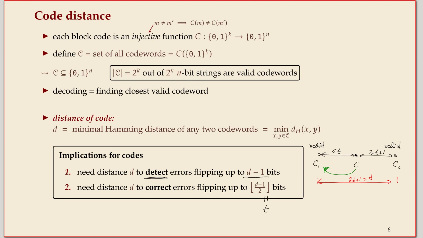Okay, so to wrap that up again, if you're given a code, you can compute the set of code words, and you can compute this distance of the code, which is just the smallest distance between any two code words that are valid. And given this distance, you can already say that this code will never be able to detect more than d-1 bit errors, and it will never be able to correct more than d-1 half rounded down bit errors. And that's just from this simple observation.